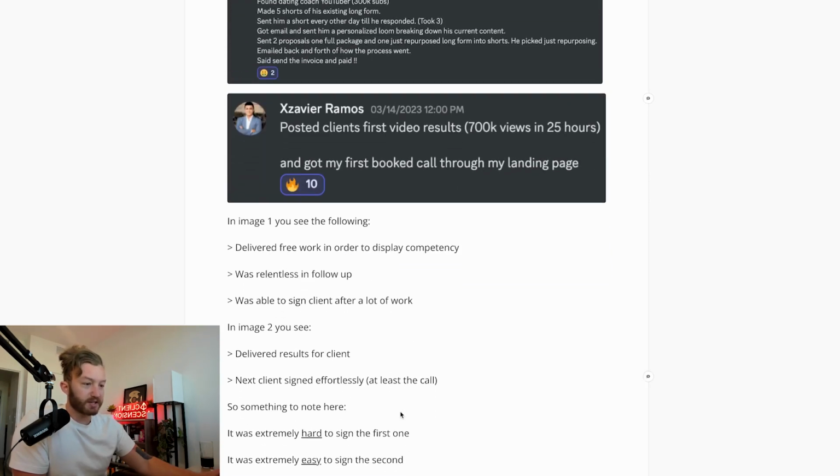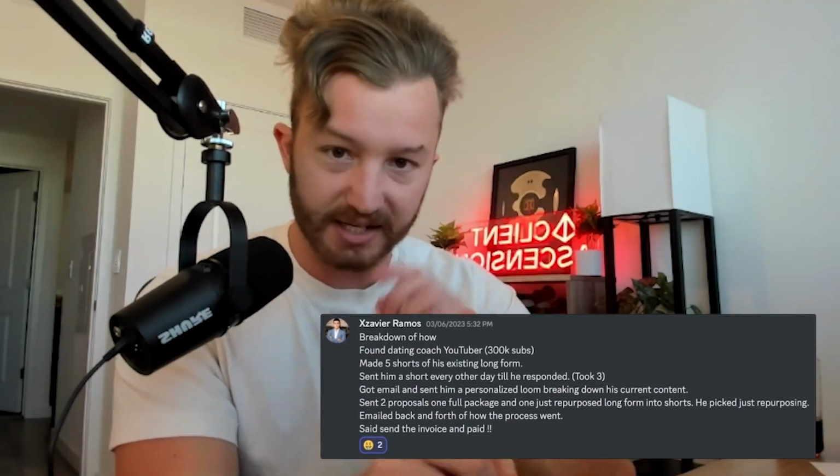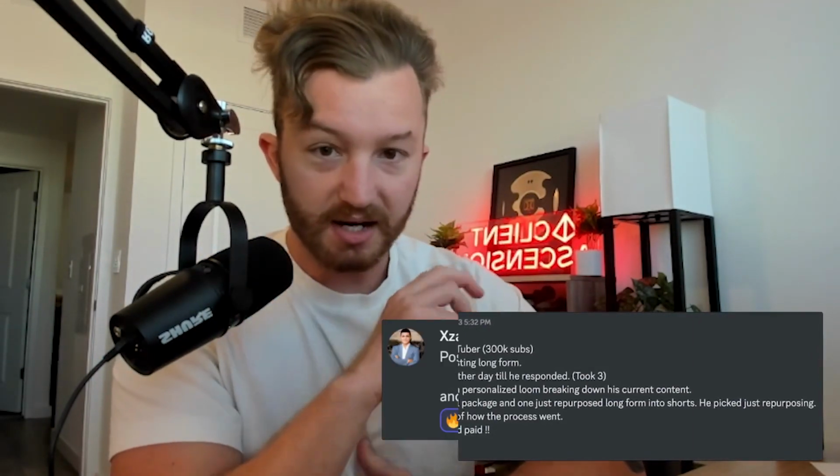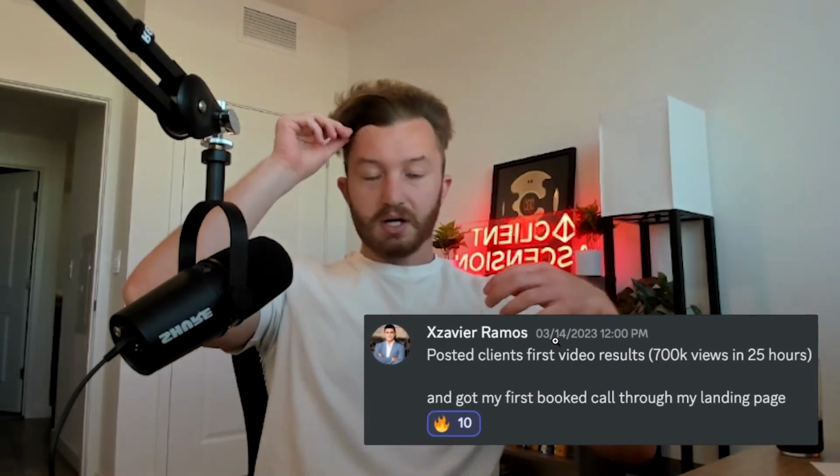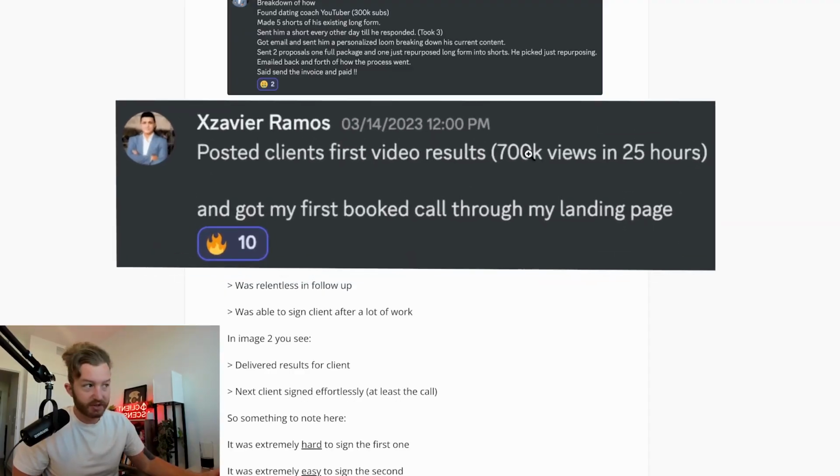So let me break this down for you. In image 1, you see it's very difficult to sign a client. It takes a considerable amount of effort. In image 2, you see that for him, it was easy to get the second client, or at least the call booked. So in the beginning, it was very hard, and in the end, it was very easy. So you see that gap. What closed that gap? And the answer was this, specifically right here, the 700,000 views.